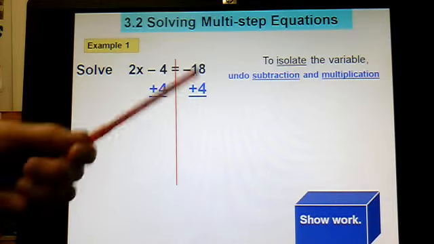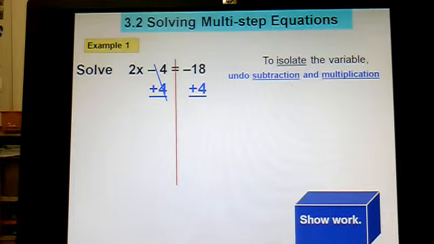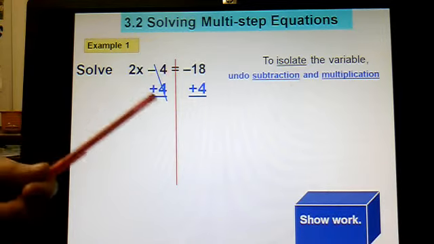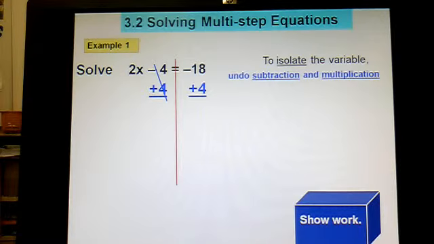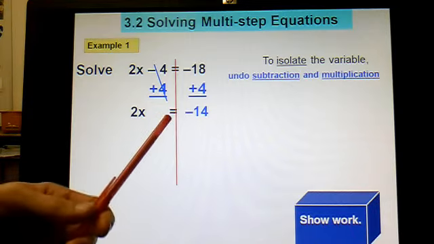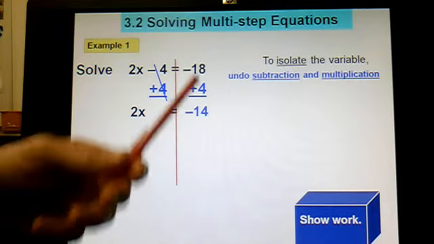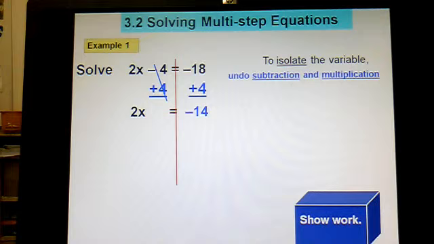Be careful with your addition here. It's actually subtraction. And of course the whole concept of this is things cancel out. I do opposites. I see negative 4, I'm going to do the opposite and add 4. Should end up with something like that: 2x is equal to negative 14. Again, everything's lined up here in columns, so it's organized.